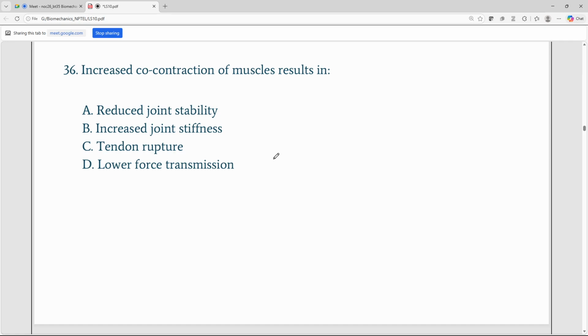Next question. Increased co-contraction of muscles results in which among the following? Options are: option A, reduced joint stability; option B, increased joint stiffness; option C, tendon rupture; option D, lower force transmission.